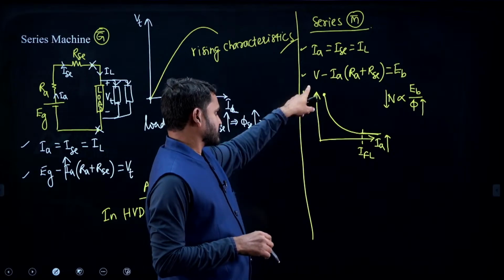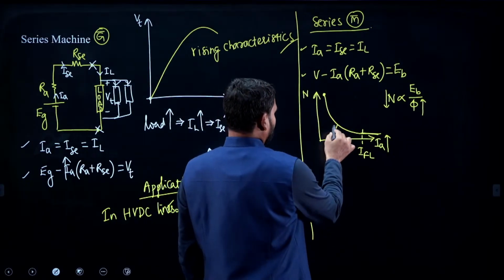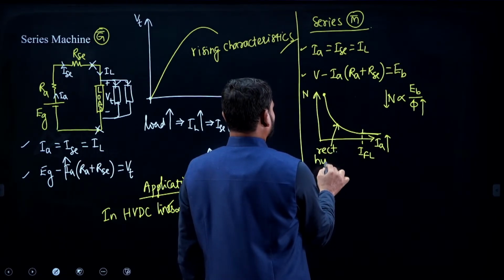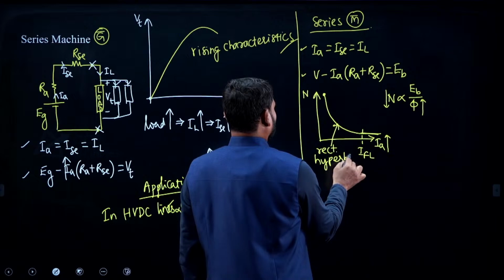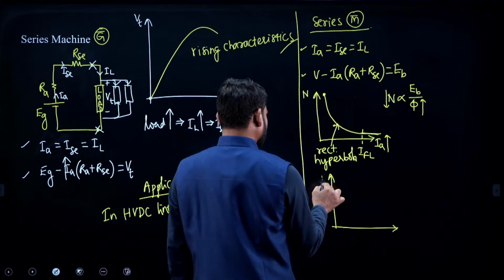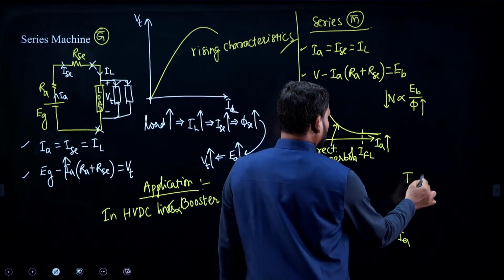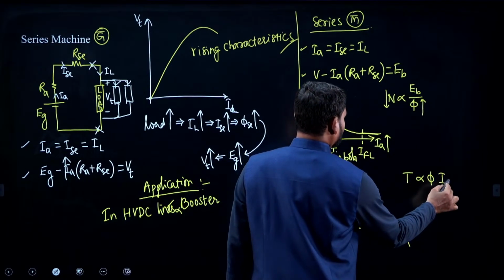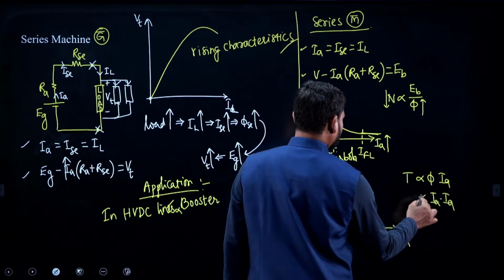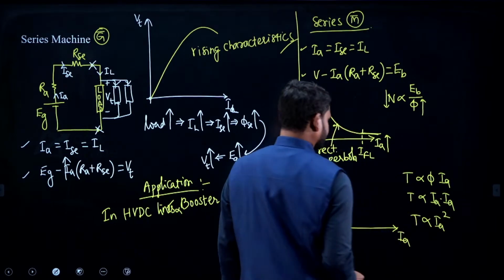So what do you call this curve? Rectangular hyperbola. Similarly, you can take up torque versus current. Torque is proportional to flux and current. Here the flux is proportional to armature current, so armature current into armature current, you will get armature current square, Ia square.